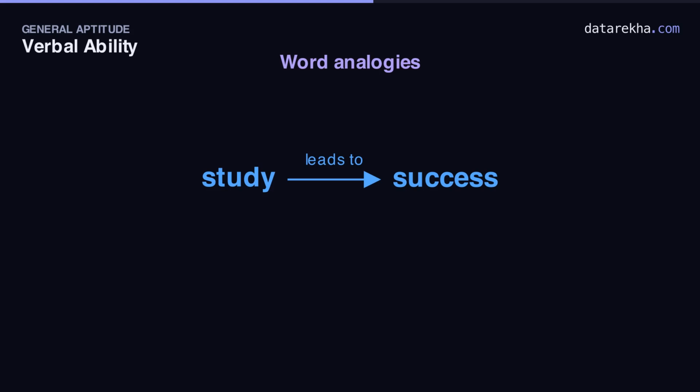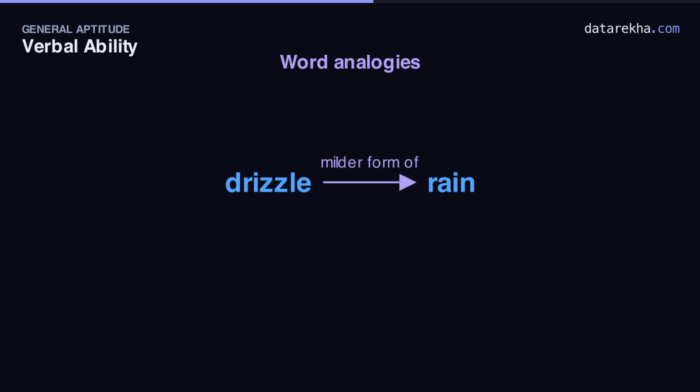Second pair. Study to success. The link here is cause and effect. Study leads to success. Apply cause and effect to negligence. Negligence leads to failure. The answer is failure. The same arrow, cause to effect. Third, a subtler one. Drizzle to rain. A drizzle is a milder, gentler form of rain. This is a relation of degree. Match the degree with breeze. A breeze is a milder form of wind. Answer, wind. Notice the direction matters. Weak to strong, not strong to weak.